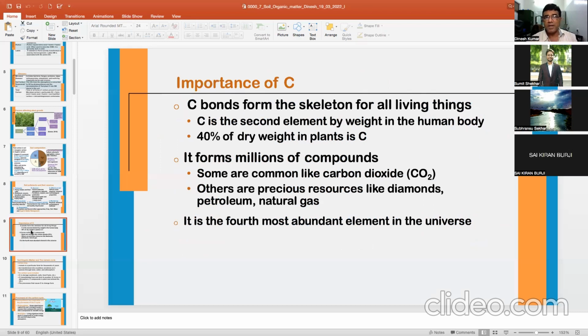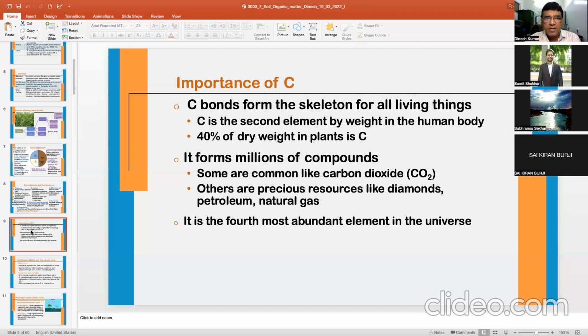As you know, organic matter is made up of carbon, and carbon as such is very wonderful. Before going into the details of organic matter and organic carbon, let us see the role and importance of carbon, why carbon is important. Carbon bonds form the skeleton for all living things. All living things are made up of carbon. Without carbon, no life is possible. Even viruses contain carbon. Carbon is the second element by weight in the human body, and 40% of dry weight in plants is carbon. Maybe more than 40%. This is just a mean value. It can be up to 50%.